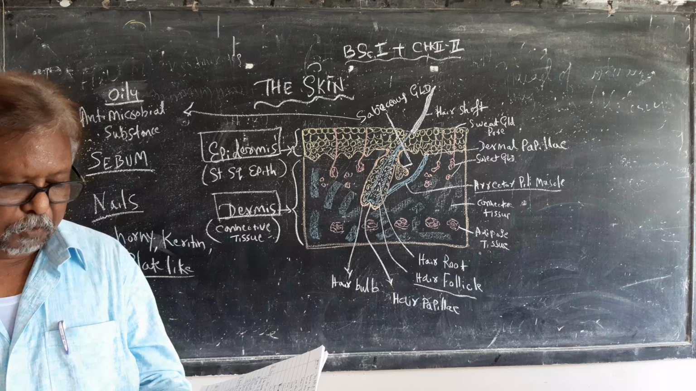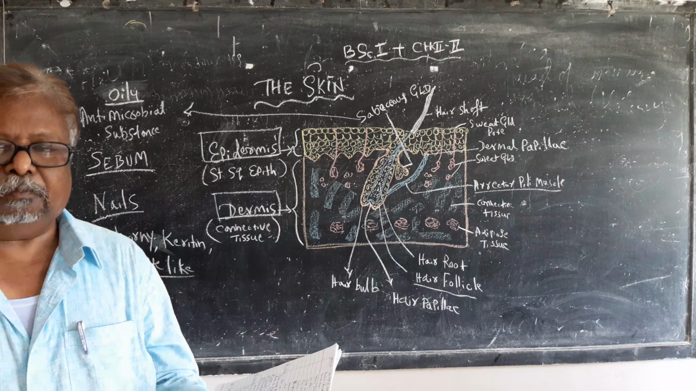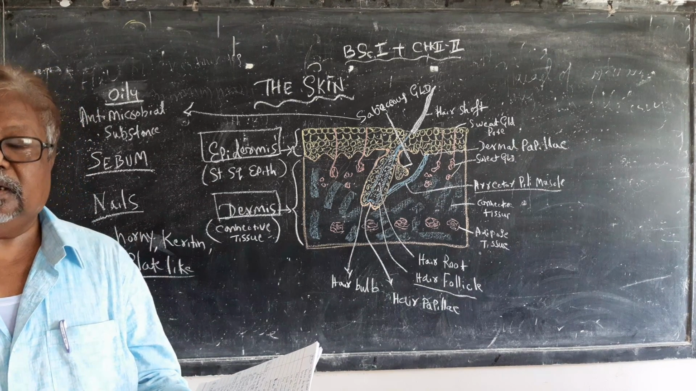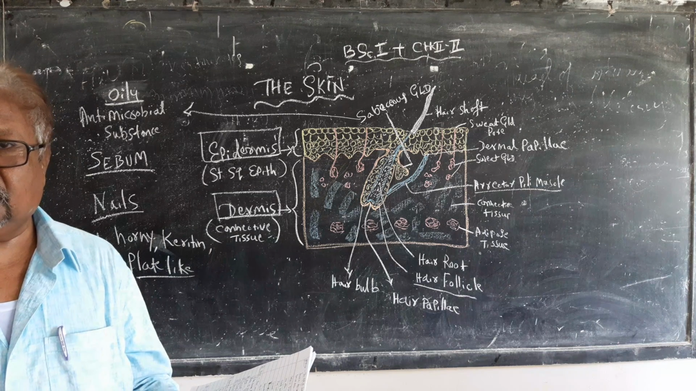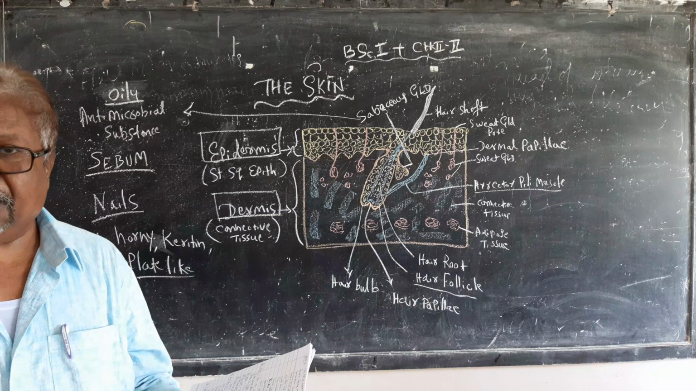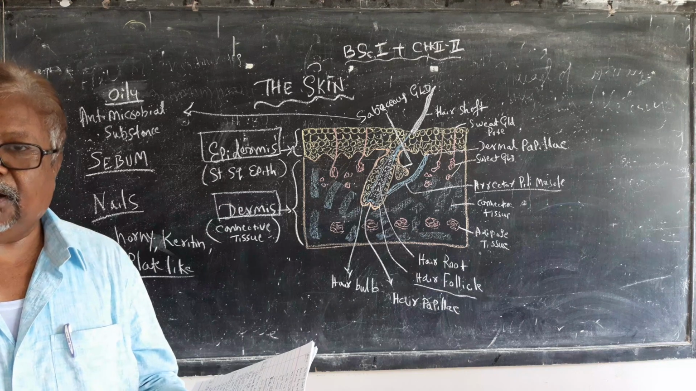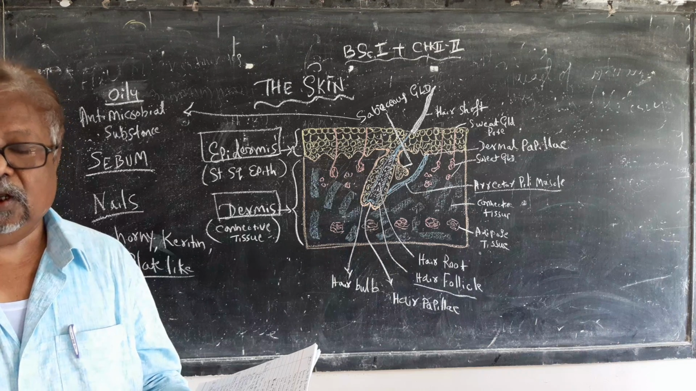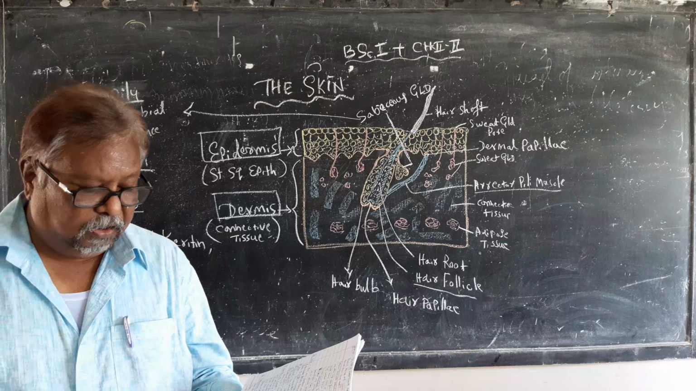Next point, it plays a role of an important sensory organ. If you touch some person, he will feel that somebody is touching him, and this impulse is received by the sensory organs of the skin and conveyed to the brain, and it recognizes the sense of touch. So the skin is a very important sensory organ.